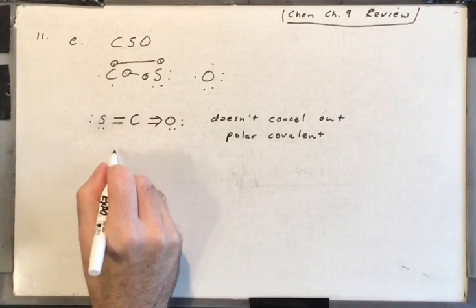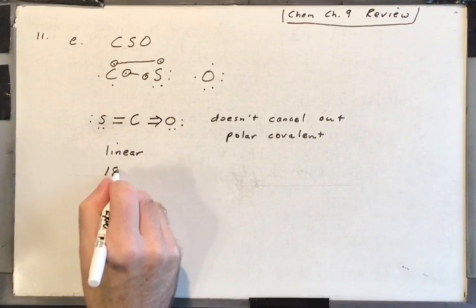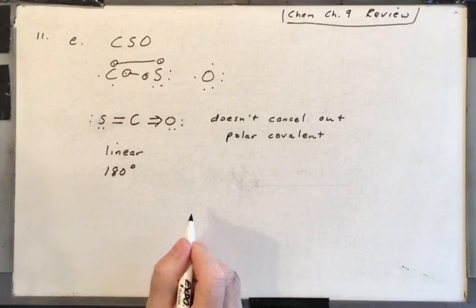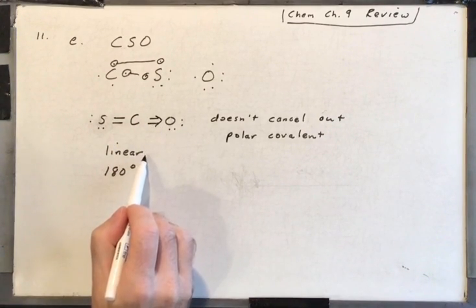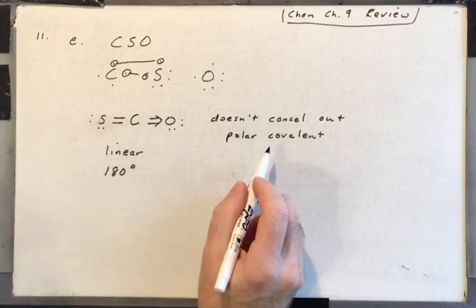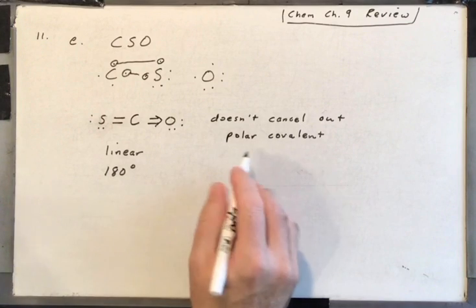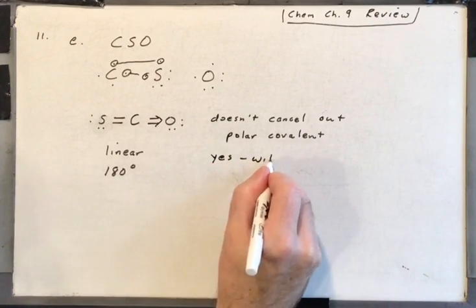So what is the shape? It's linear. What is the bond angle? 180 degrees. So on the test, you'll have to draw the shape, but you also have to tell me the name of the shape and the bond angle. If not, a lot of points will be taken off. Don't let that happen to you. All right, will it dissolve in water? Yes. Polar dissolves in water.